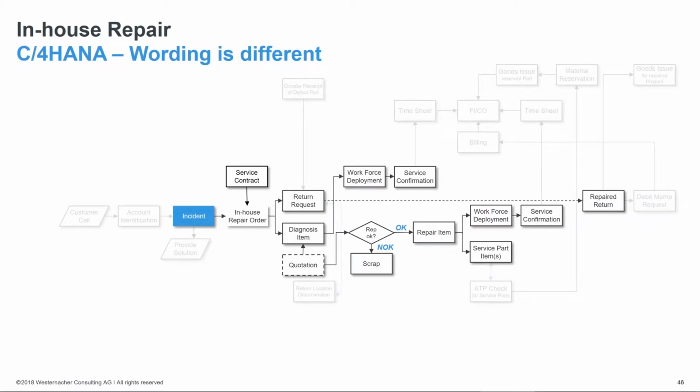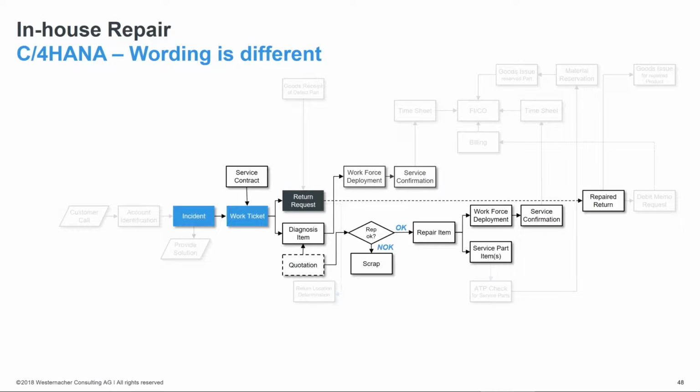The wording is different. A service request is now an incident. An in-house repair order is now a work ticket. Everything service-related in C4HANA is initiated by a work ticket. A returns request is not a separate document. It will just be a separate item line.